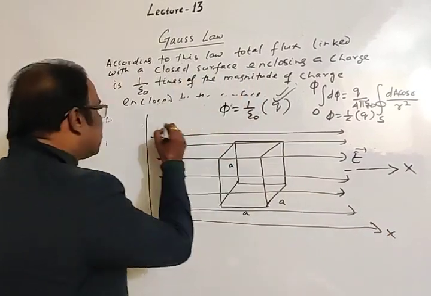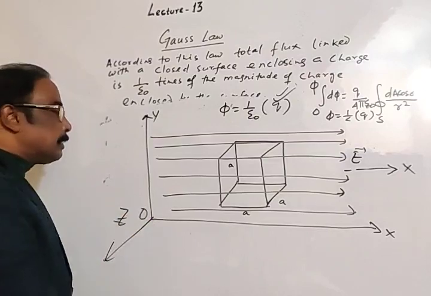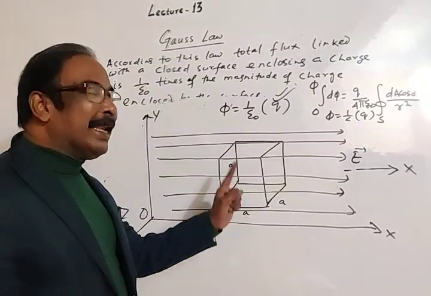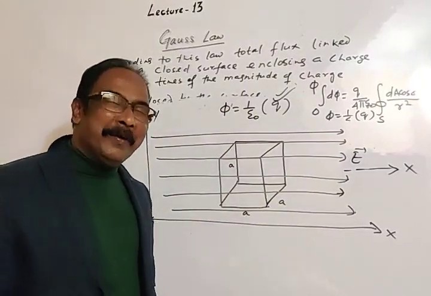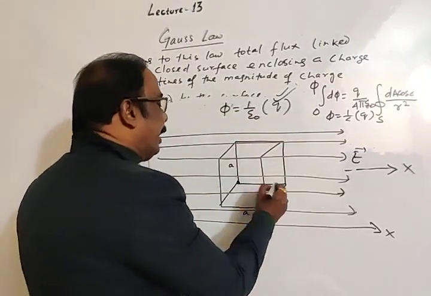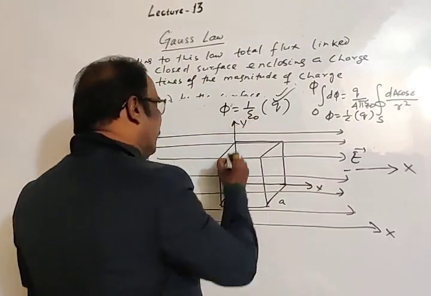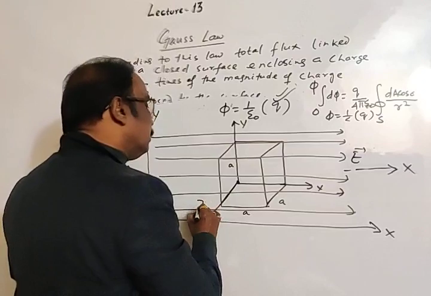This is along x-axis, this is along y-axis, and this is along z-axis. This is origin. A cubical surface is kept in a uniform electric field. See students, each side of the cube is A. This is along x-axis, this is along y-axis, and this is along z-axis.